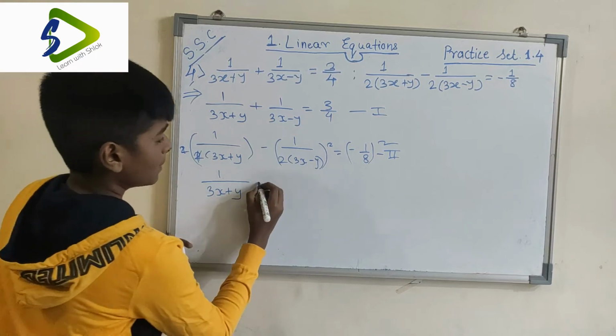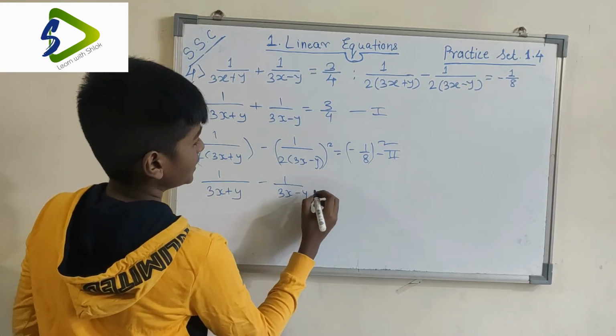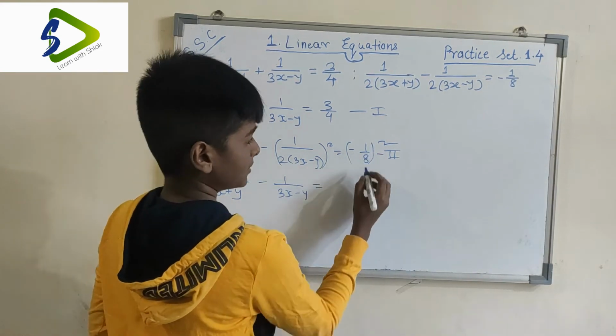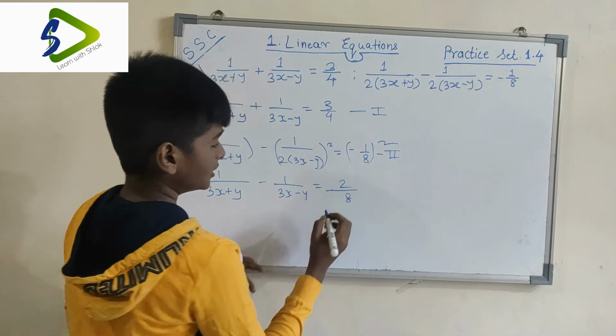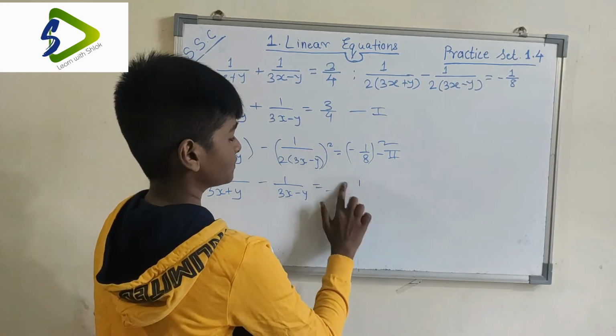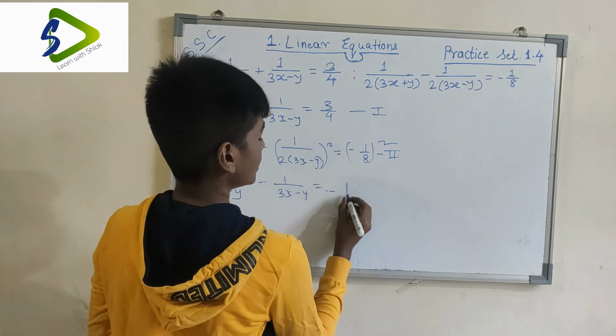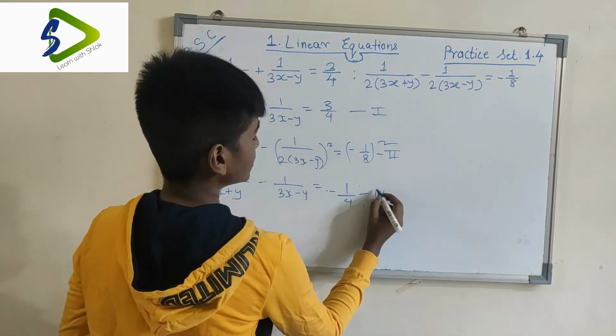minus, here also 1 by (3x minus y) is equal to, now if you multiply this by 2, 2 ones is 2 and that by 8, so minus 2 by 8, 2 ones is 2 and 2 fours are, so our equation becomes over here minus 1 by 4. And now let's consider this as the third equation.